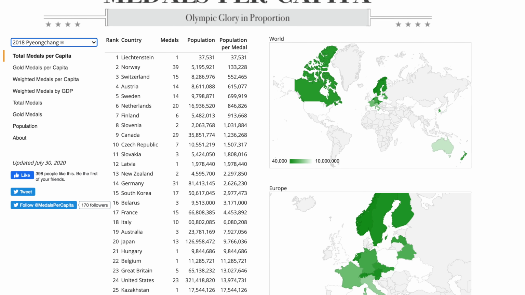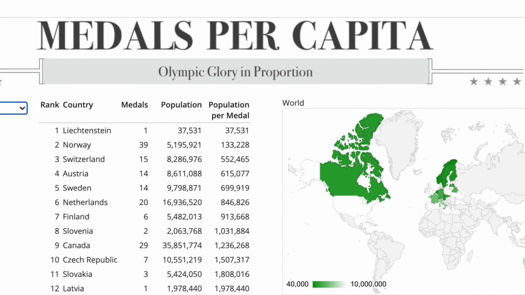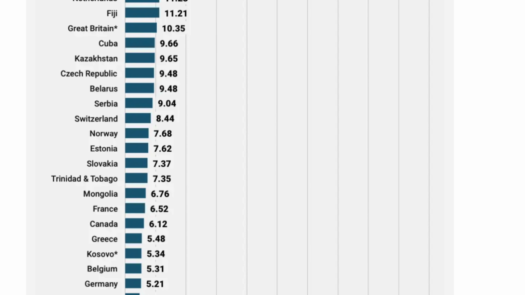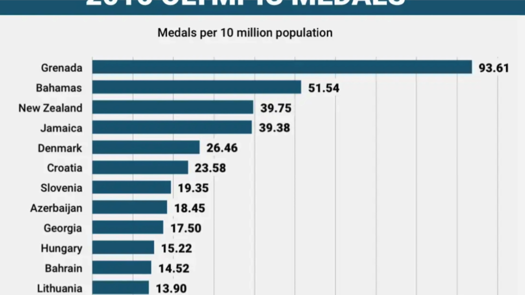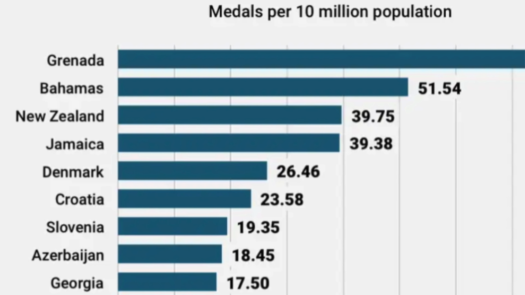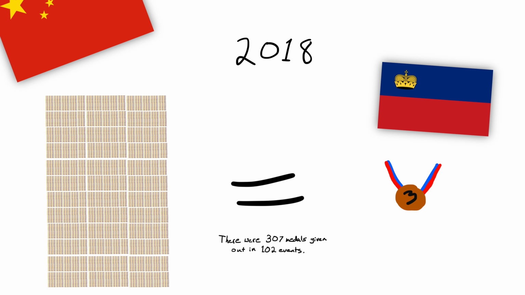Occasionally, you see a table that tries to fix this problem by ranking nations according to medals per capita. But while this does an excellent job at highlighting small nations that would otherwise go overlooked, it really just moves the advantage from the large nations to the small ones. If China, for instance, had wanted to match Liechtenstein in medals per capita in 2018, they would have had to win over 36,000 medals. Good luck with that.